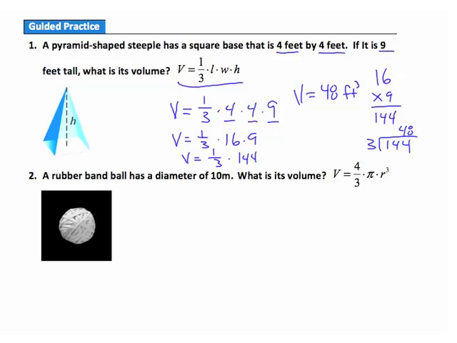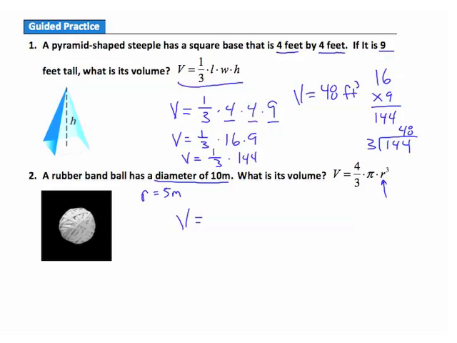Question 2. A rubber band ball has a diameter of 10 meters. What is its volume? Well, notice we have a diameter of 10 meters, but in our formula here, we need the radius. So if the diameter of this rubber band ball is 10 meters, the radius then is going to be 5 meters. And that's the information I'm going to plug into this formula.